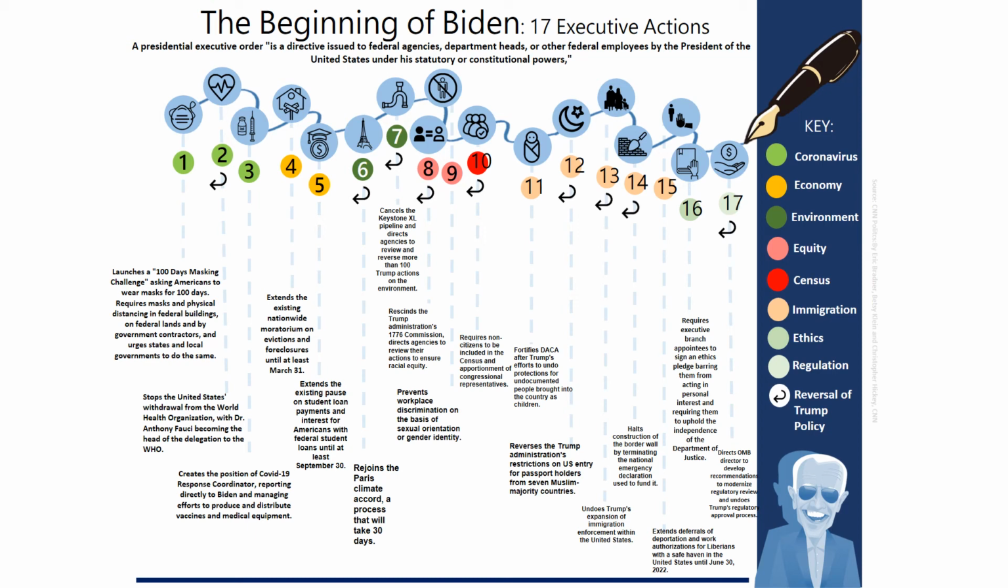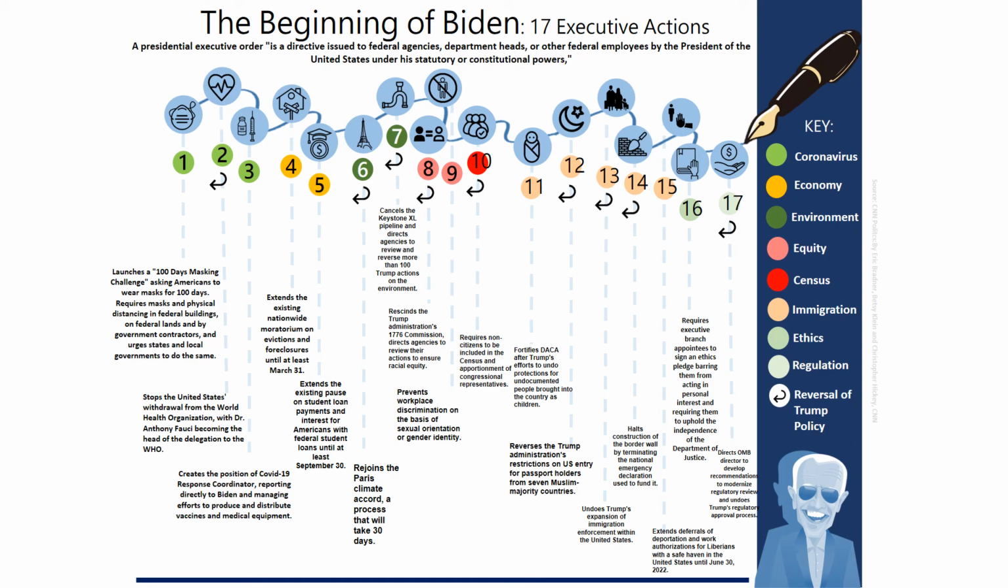Other policies that he has introduced as well, he's reversed Donald Trump's policy in terms of restrictions on US entry for passport holders from 7 Muslim majority countries. So he's allowing more immigrants to come into the USA as well. And he's also halted the construction of the border wall by terminating the national emergency declaration used to fund it. So he has reversed quite a few of Donald Trump's policies.